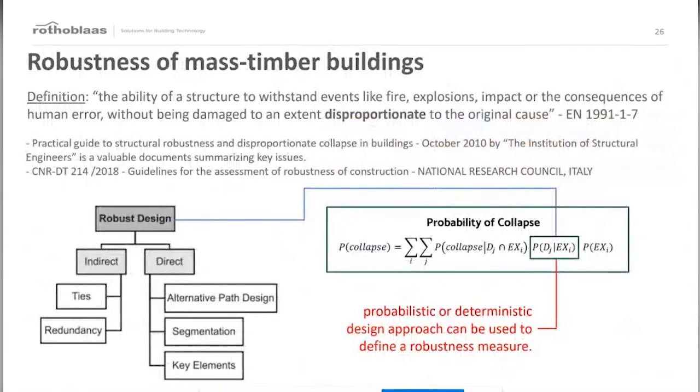So finally, I give you some information about the robustness of mass timber buildings. It is interesting that in timber structures we can use both direct and indirect methods. What are the differences between these two approaches?